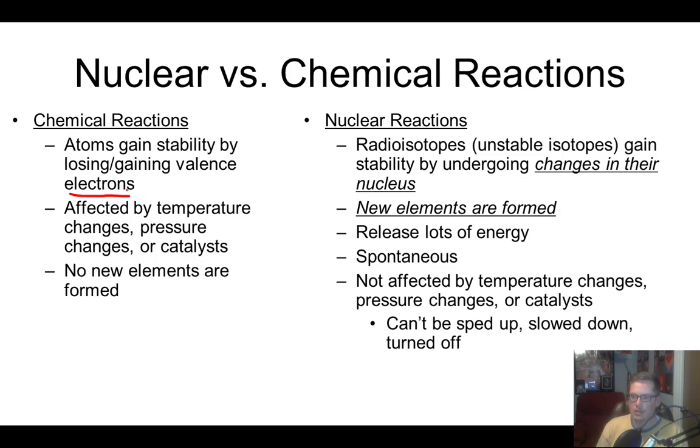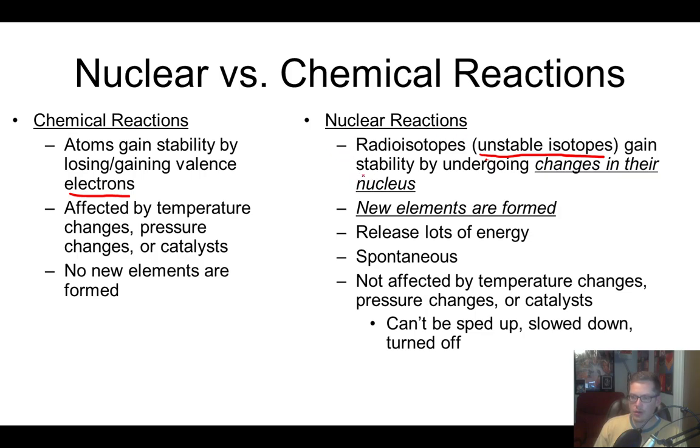In nuclear reactions, you have unstable isotopes. We call these radioisotopes. Remember, isotopes are nuclei of the same element that have different numbers of neutrons. They try to reach stability by undergoing changes in their nucleus. That means they're going to be losing or gaining protons or neutrons, or trading them out, and there's lots of different ways, and we'll go through all that stuff as we move through this unit.